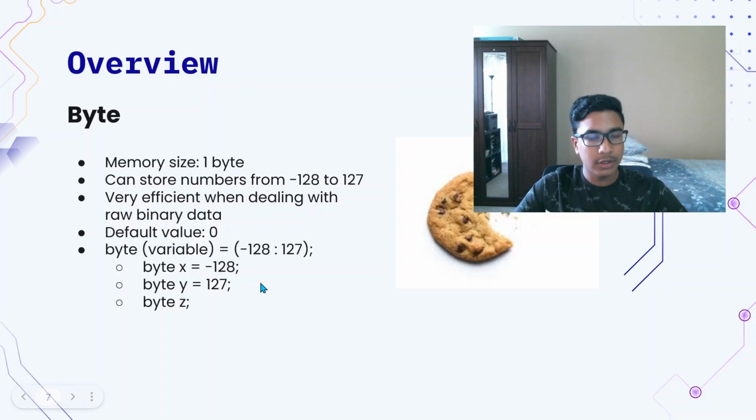And here are some examples of how you do it. Byte x equals -128, byte y equals 127, and byte z, z will be assigned 0 since that's the default value.